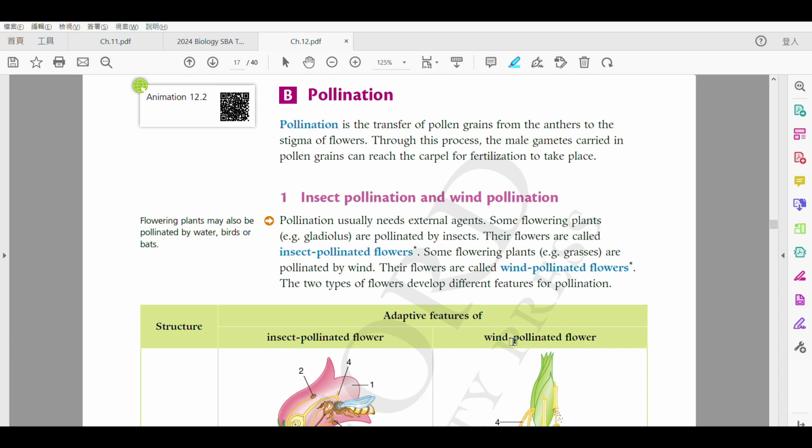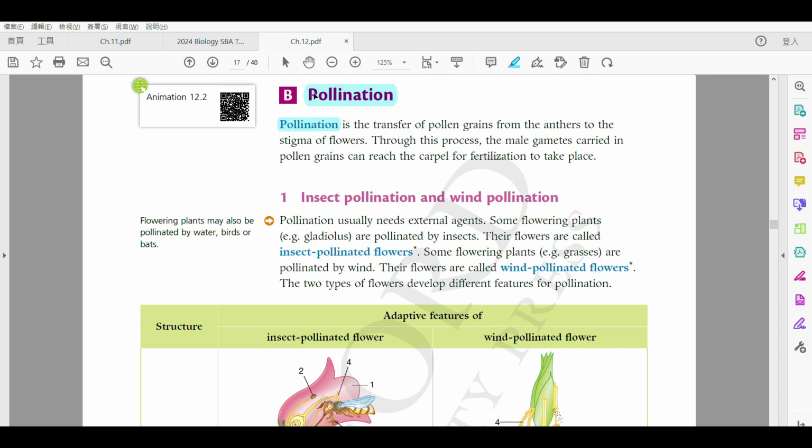Okay, so in this section, I want to talk about the pollination and germination of pollen grain. Okay, so there are two parts. First, we'll talk about pollination, 就傳播花粉啦. Okay, so let's get started.